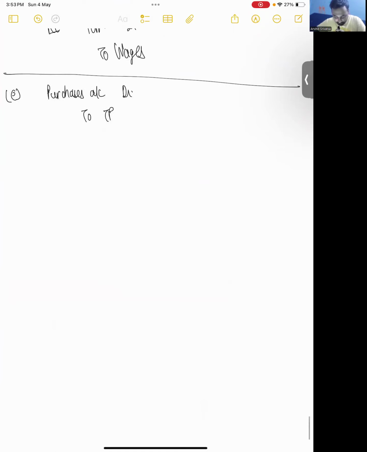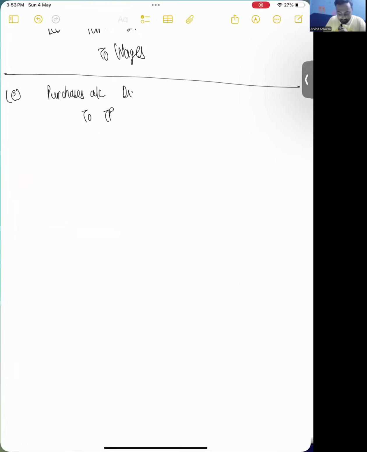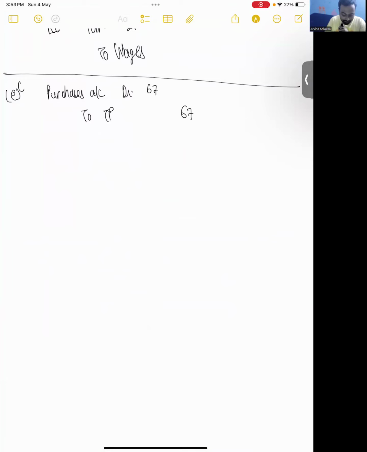Once again, I'll just check the amounts. Purchase account debit 67, but to trade payables they accidentally took it as 60. So this is the correct entry that should have been passed. What is the wrong entry that's been passed? Purchases account debit 67. As I told you, purchases is not affected. Please read the question carefully. In trade payables, it's been wrongly taken as 60.